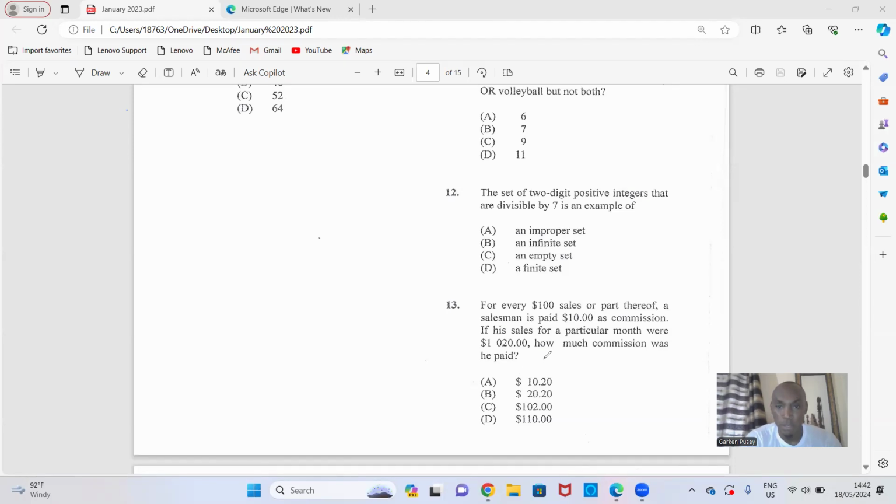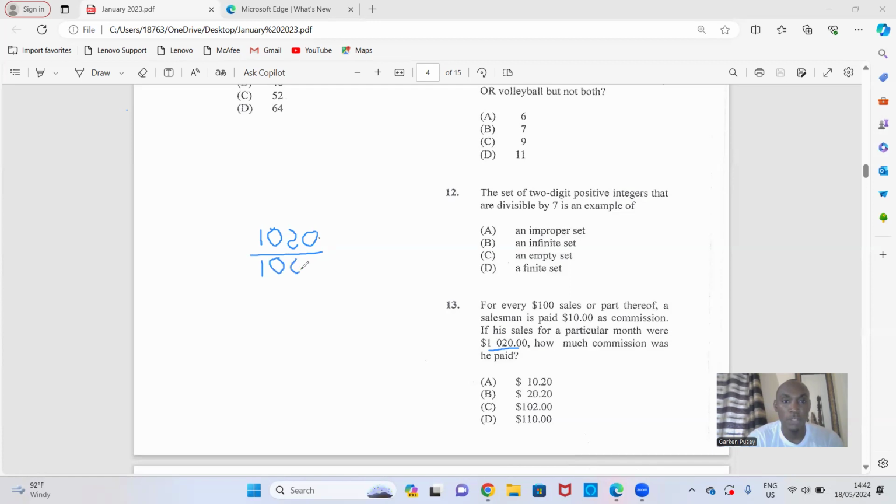Now let's go back to the question, because whenever you see a consumer arithmetic question, you want to ensure that you read it carefully. It says for every $100 sale. So if the sale is $1,020, we need to find out how many $100 sales can come from $1,020. So how many $100 sales can we get from this? We can divide that by 100 to find how many $100 sales.